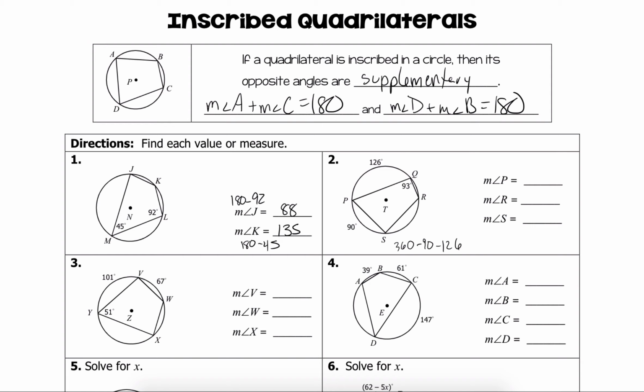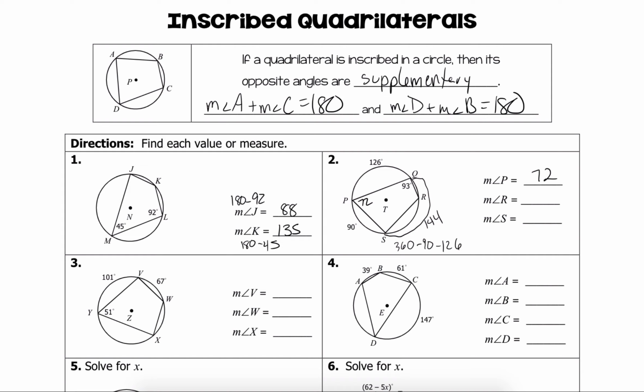Okay, so if I do that in my calculator, that means this arc here is 144. Now I know that angle P is going to be half of 144 because this angle P here opens up to the 144. So half of 144 is 72. And I'm going to mark that in my picture.